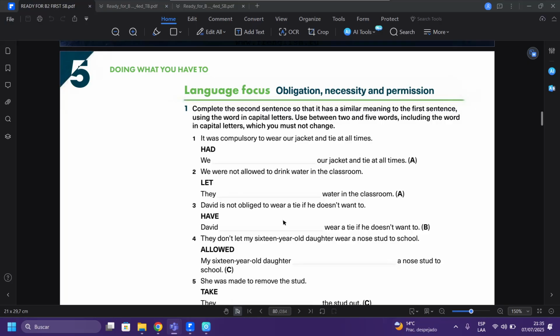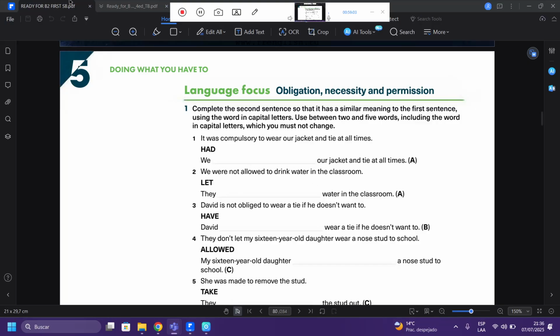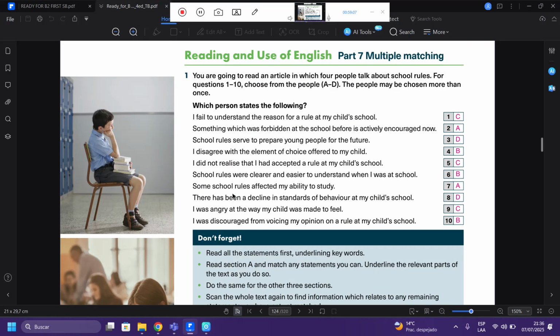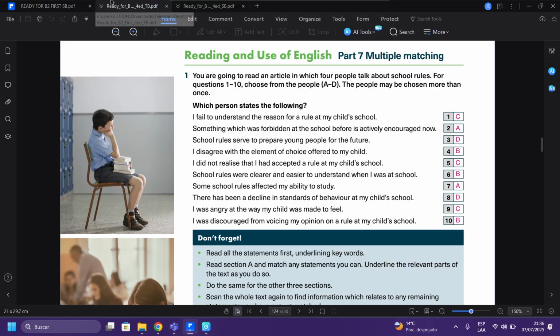Finish. Okay, guys, I'm going to show you right now the correct answers because we're running out of time. There you are. Number 1 is letter C, next A, D, B, C, B, A, D, C, and B. Okay, there you are.